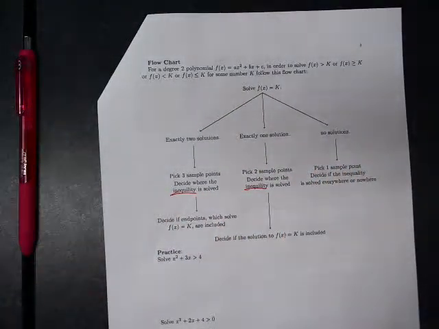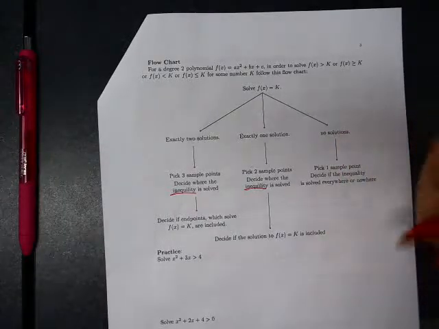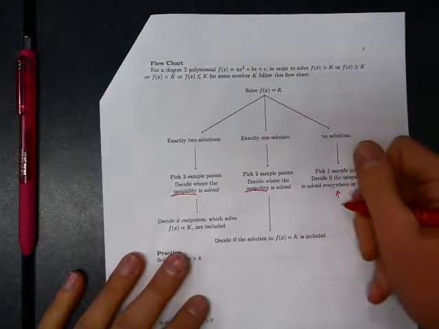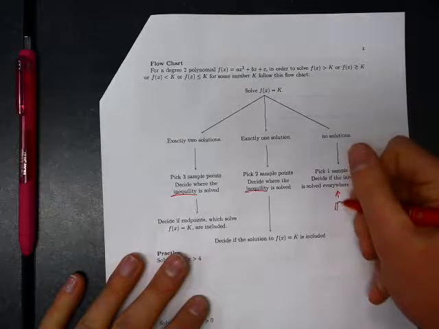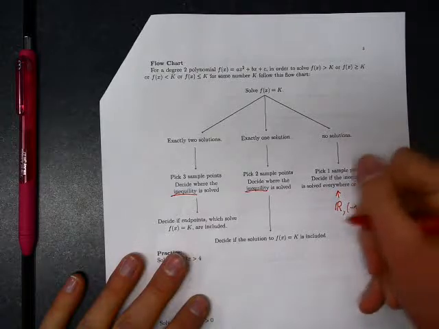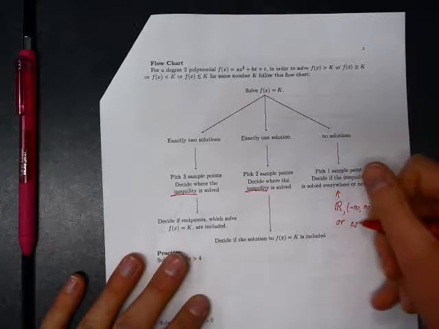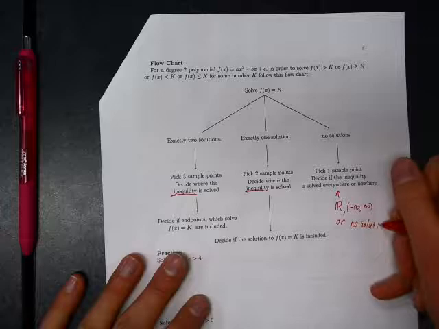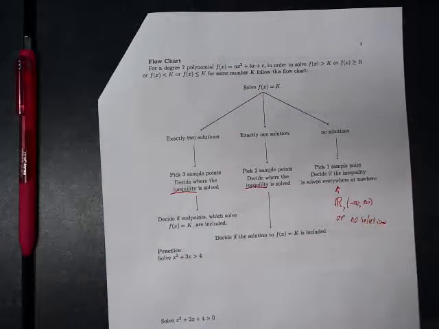If there are no solutions, then just pick one sample point, and that will tell you that the inequality is either always solved or nowhere solved. So the two options that you'll get in this particular case will be either the whole of the real line, also known as minus infinity to infinity, or no solutions. Nice.